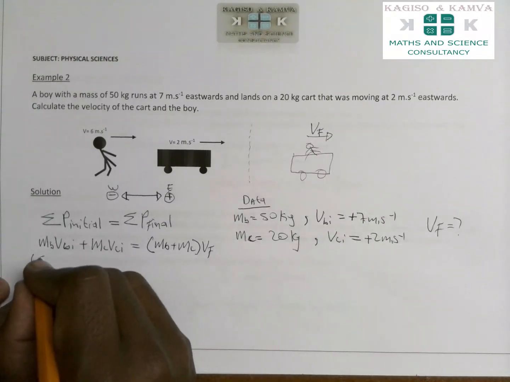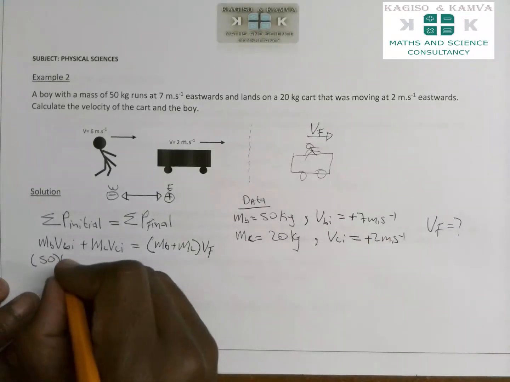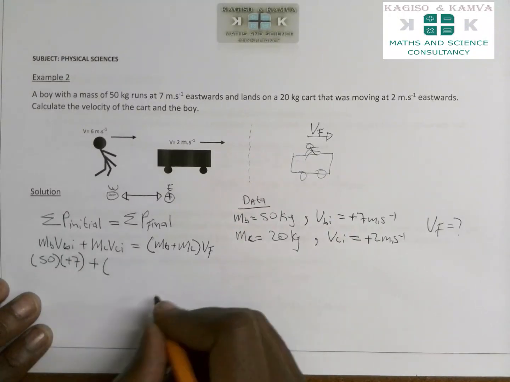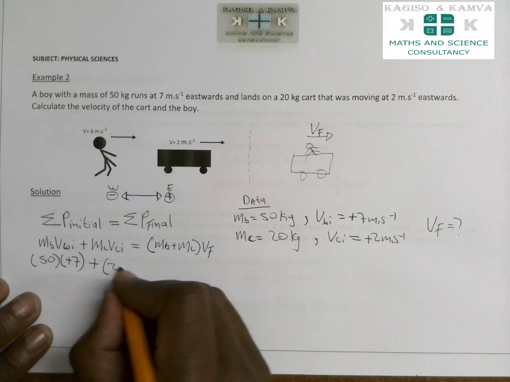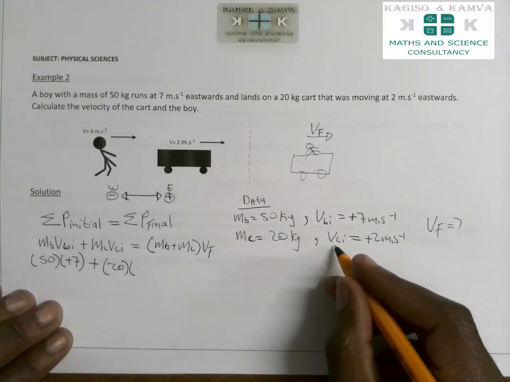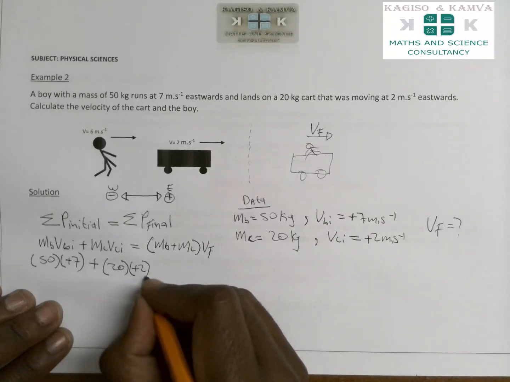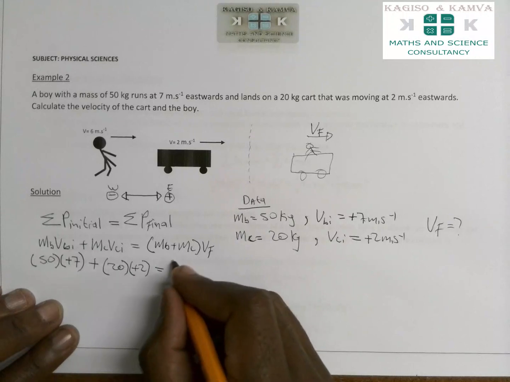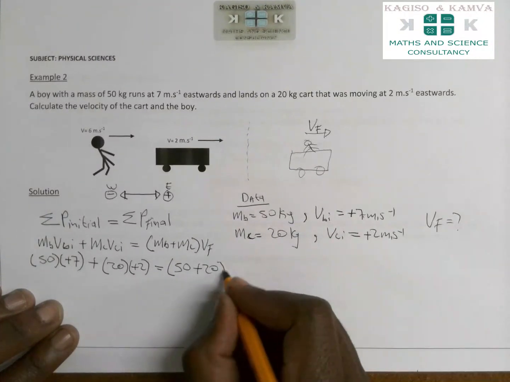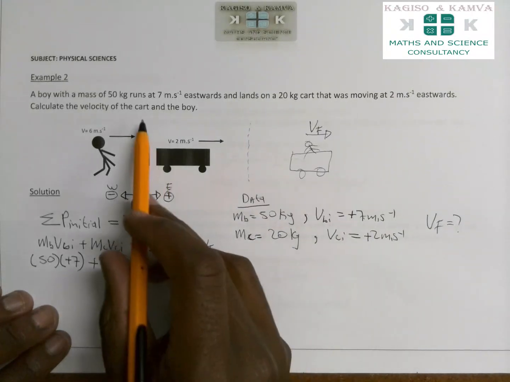Now what is the mass of the buoy? The mass of the buoy is 50. The velocity of the buoy initial is 7 plus the cart. Mass of the cart is 20, and then the velocity of the cart initial is also positive 2, which is equal to, this is going to be 50 plus 20. We are looking for the velocity of the cart and the buoy.